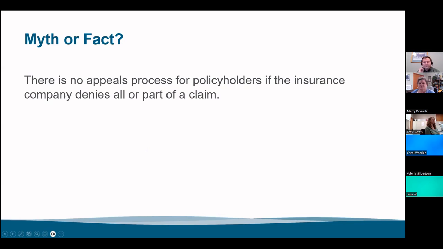I believe this is the last question. There's no appeals process for policyholders if the insurance company denies all or part of the claim. Perfect. Yeah, a lot of falses. Everybody's on the right track with this one.